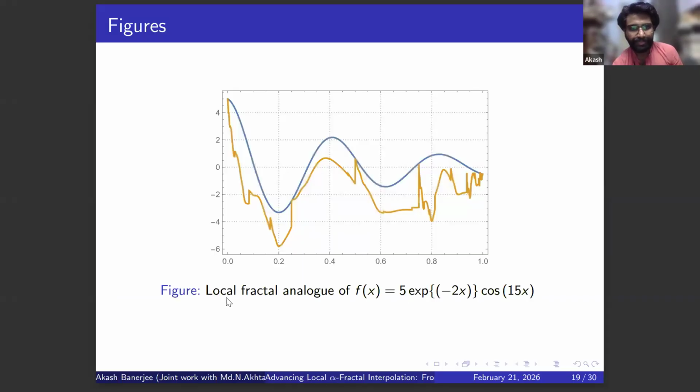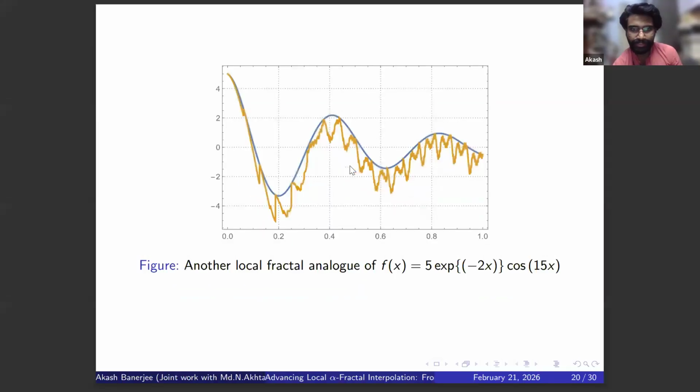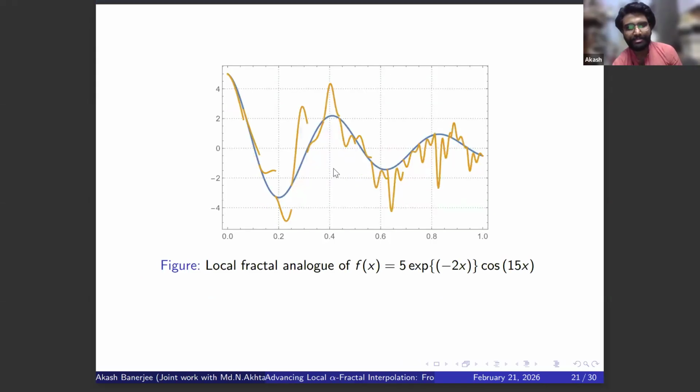This is a particular example of a local fractal function. The blue one is the function that we have seen earlier, 5e^(-2x) cos 15x, and this orange one is a particular local fractal analog. In this case, we have taken the construction in such a way that the output is a continuous function. And this is again another one of the same, and this is another one.